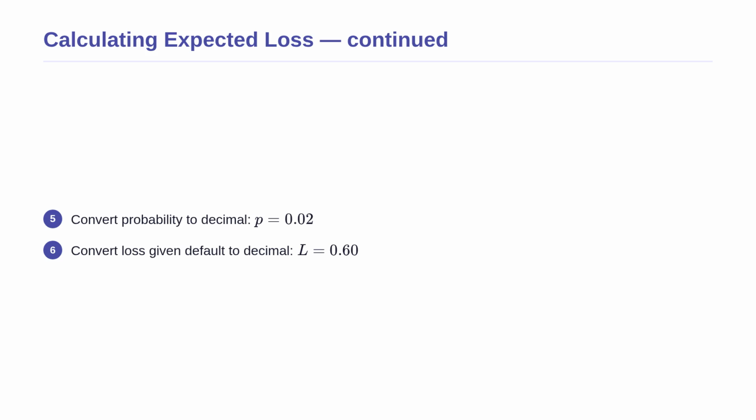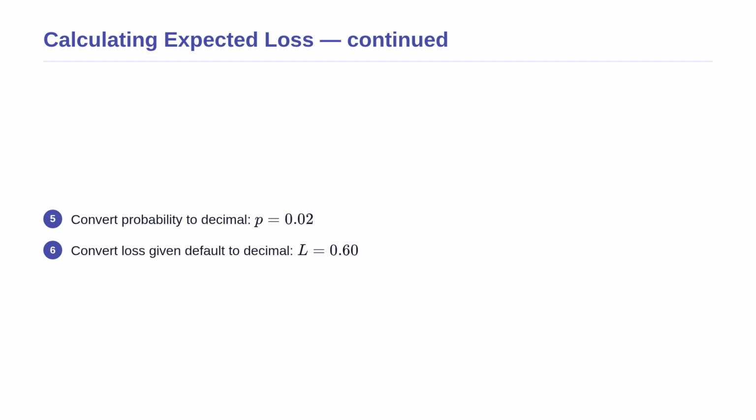Before we can multiply these factors together, we must convert our percentages into decimals for the mathematical calculation. The probability of default is given as 2%. We divide this by 100 to write it as the decimal 0.02. Next, the loss given default is 60%. We similarly convert this to the decimal 0.60.